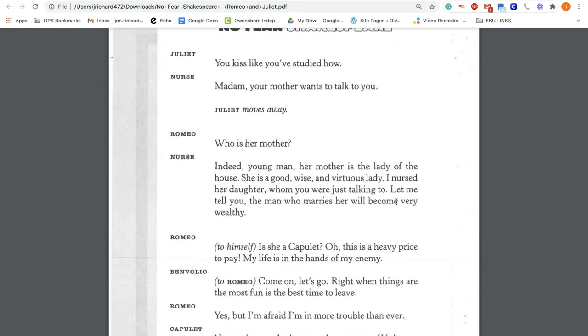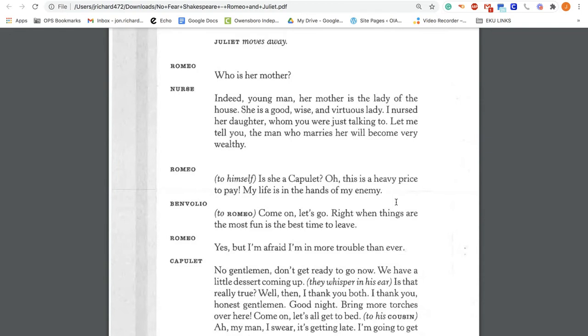She is a good, wise, and virtuous lady. I nursed her daughter, whom you were just talking to. Let me tell you, the man who marries her will become very wealthy. To himself, she is a Capulet? Oh, this heavy price to pay. My life is in the hands of my enemy.